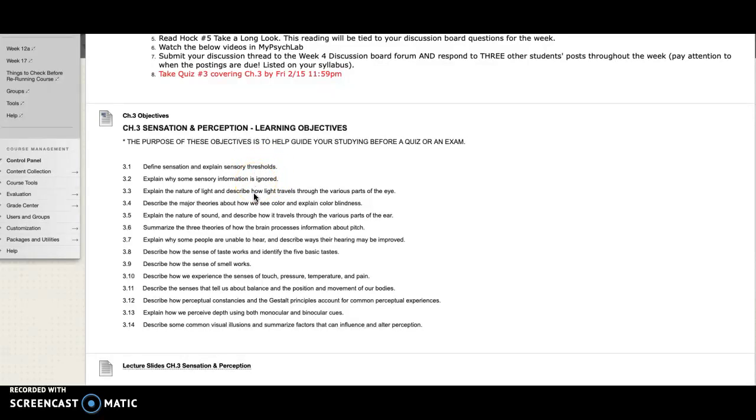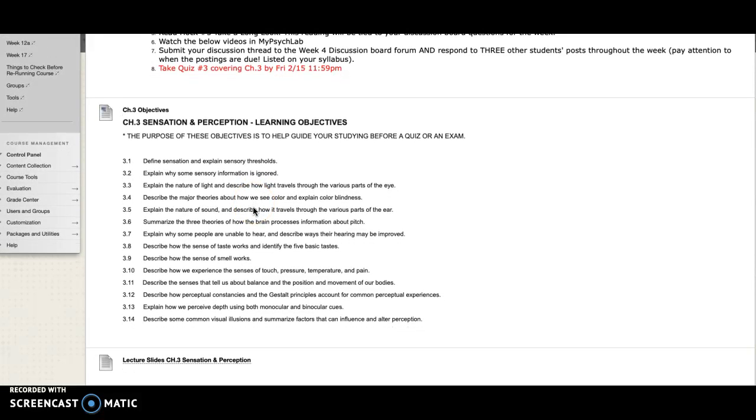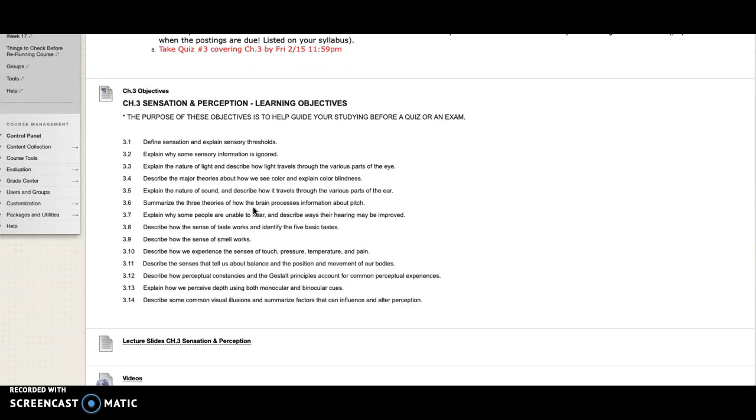Then it gets a little more detailed in walking you through the eye, the structure and anatomy of the eye, as well as how we see light and how light travels through the parts of the eye. We'll take a look at some of the theories on color and color blindness. And then it will go into auditory processes.